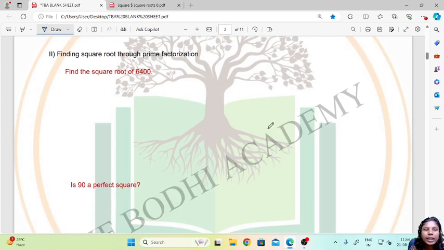Now we'll see how to find the square root through prime factorization. The first one is 6420. Now we'll see how to do the prime factorization method. We start by dividing the given number by the smallest prime. First we check its divisibility from the smallest number we know, that is 2. Since this is an even number, it will be divisible by 2.